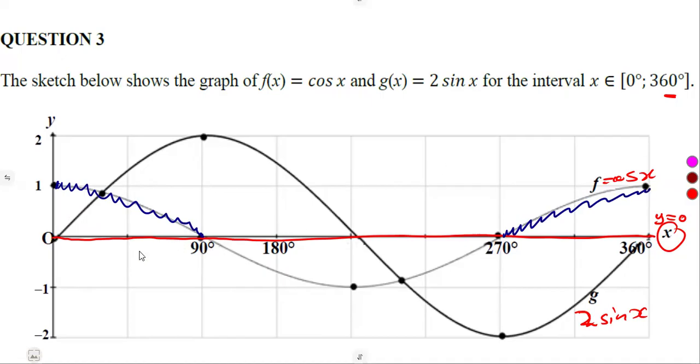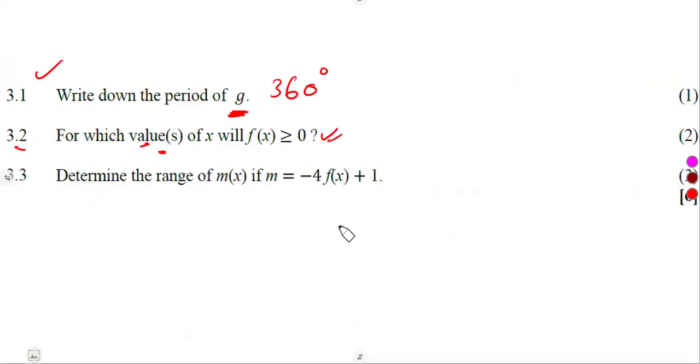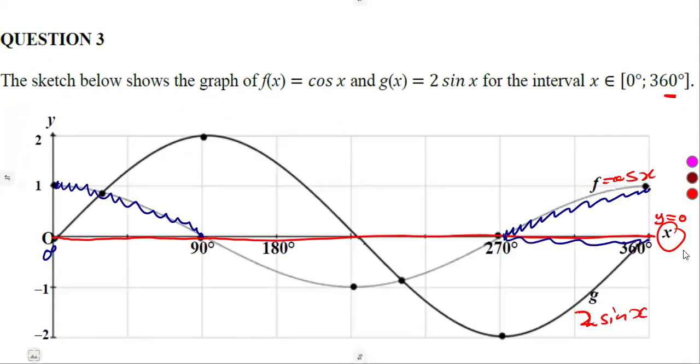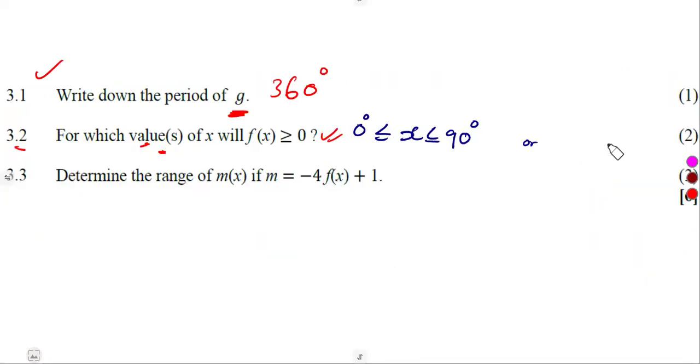So as you can see, in terms of x, the interval is from 0 degrees to 90 degrees. So x is greater than or equal to 0, but less than or equal to 90. And also from this region, we saw from 270 to 360. From 270 to 360, x is greater than or equal to 270, less than or equal to 360 degrees. All right.